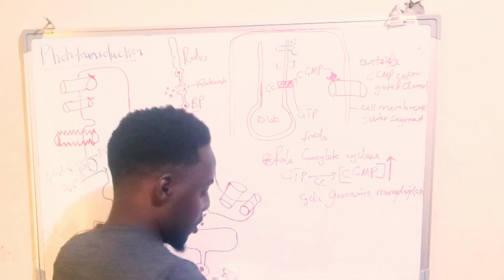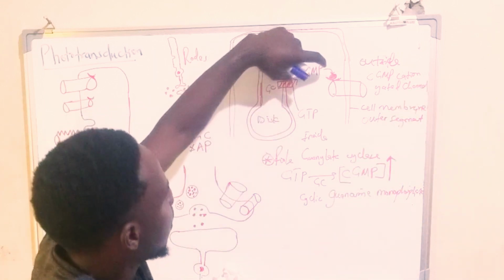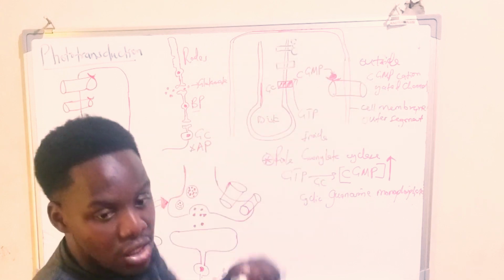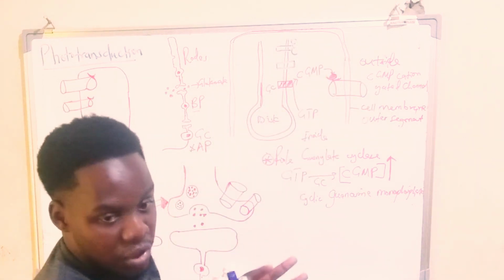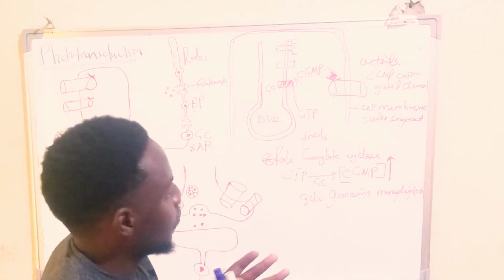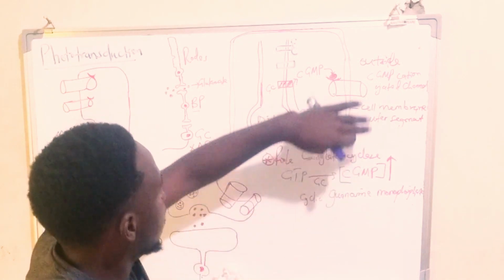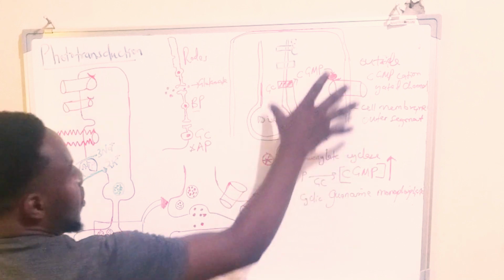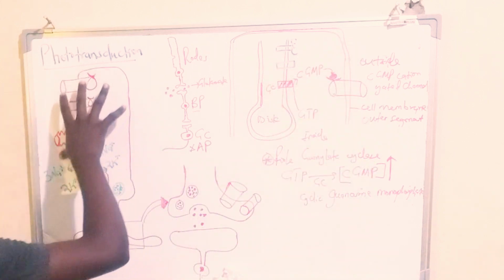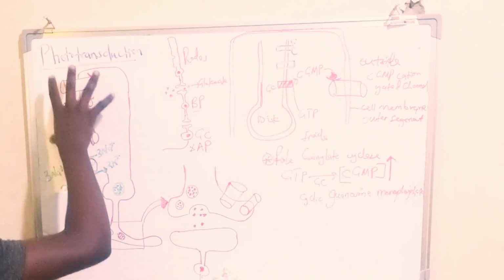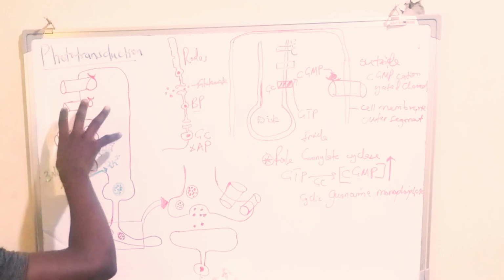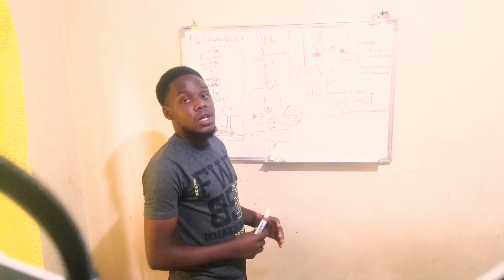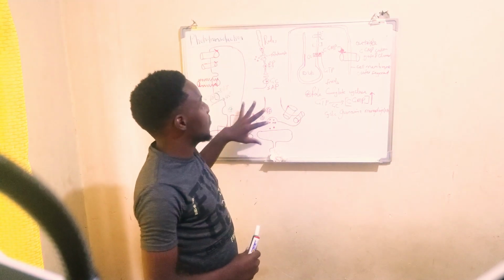So in other words, the binding of this cyclic guanosine monophosphate on this channel keeps the channel open to allow cations to enter into the cell. So since we have explained this, we'll go back to this diagram. So now let's take a look at what happens.